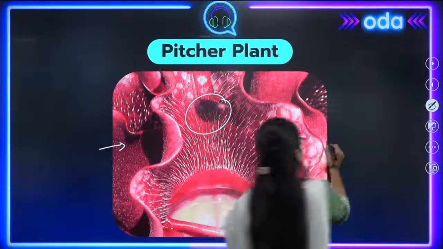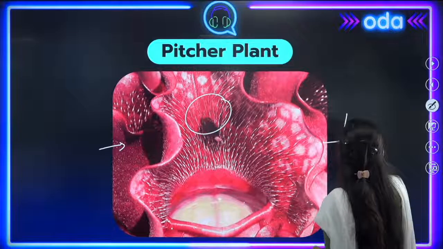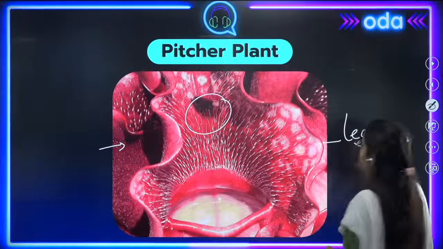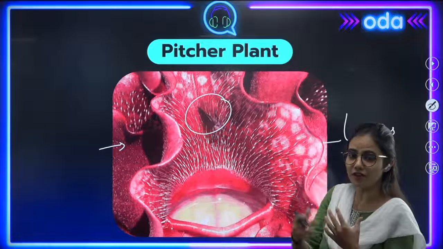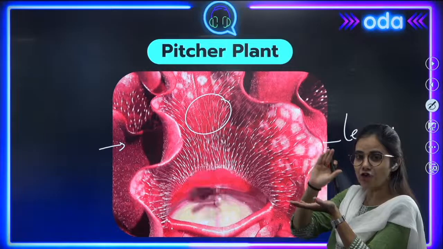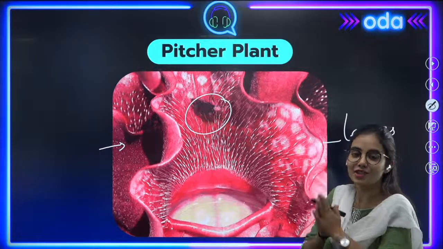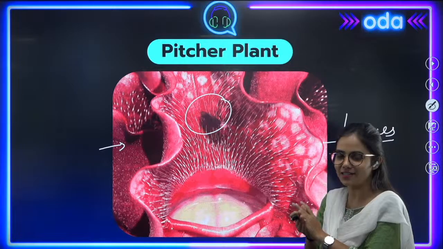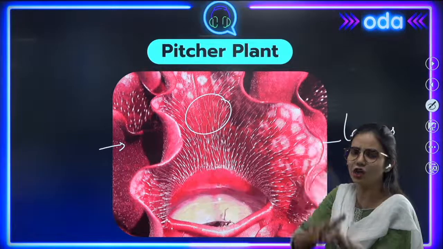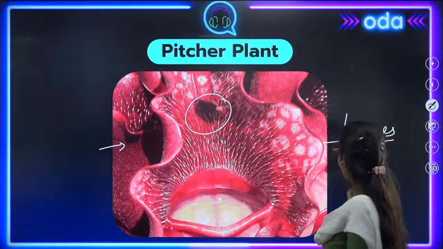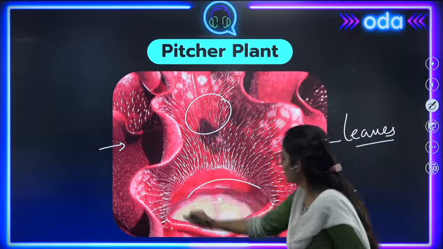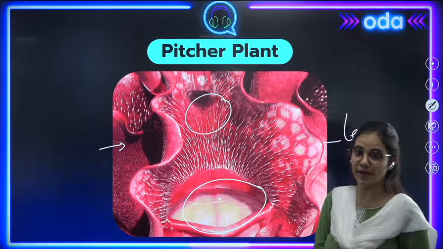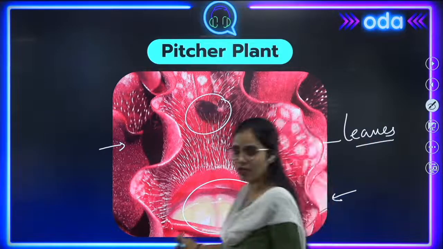So these are nothing but the modified leaves. The pitcher plants are actually modified leaves and they have got a lid-like structure. As soon as insects get attracted and sit on the plant, the lid closes. And the inside of it has got liquid, right? You all can see the liquid.